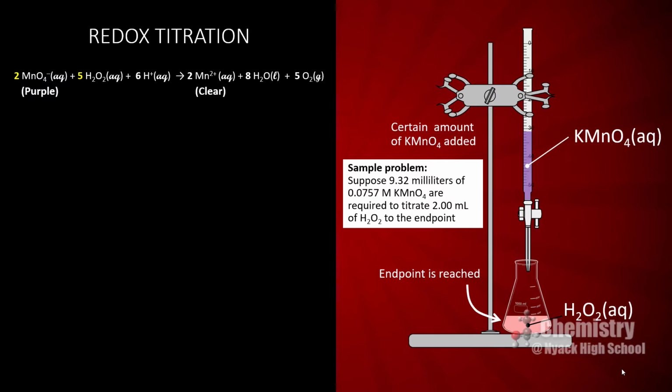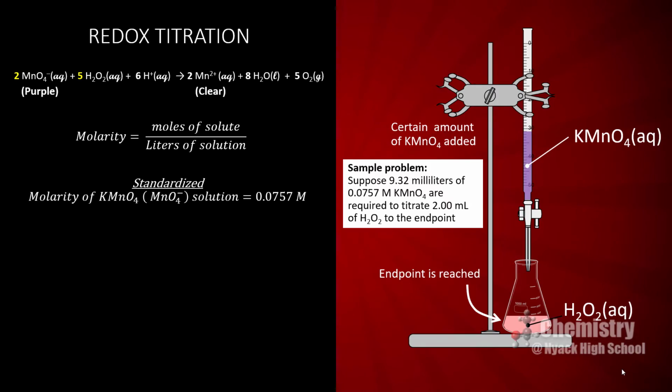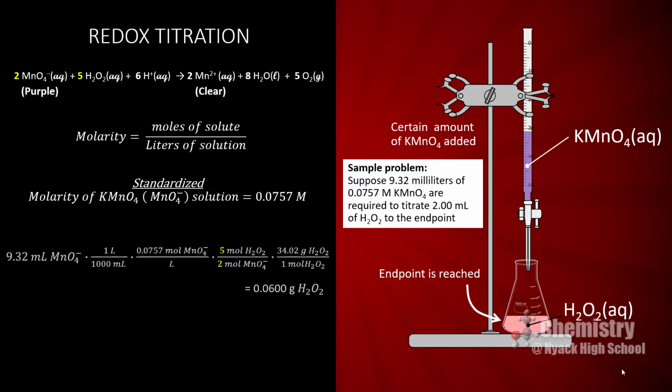So to give you an idea of the types of calculations you'll need to do, here's a sample problem. Suppose 9.32 milliliters of 0.0757 molar potassium permanganate are required to titrate 2 milliliters of H2O2 to the endpoint. So the first thing we need to remember is that the molarity of any solution is equal to the number of moles of solute divided by the number of liters of solution. We've standardized the potassium permanganate solution concentration as 0.0757 molar. That has not been shown in the video in the interest of time. So utilizing the volume of the potassium permanganate solution, and using the stoichiometric relationships between peroxide and permanganate, we can calculate the number of grams of hydrogen peroxide that will have reacted.